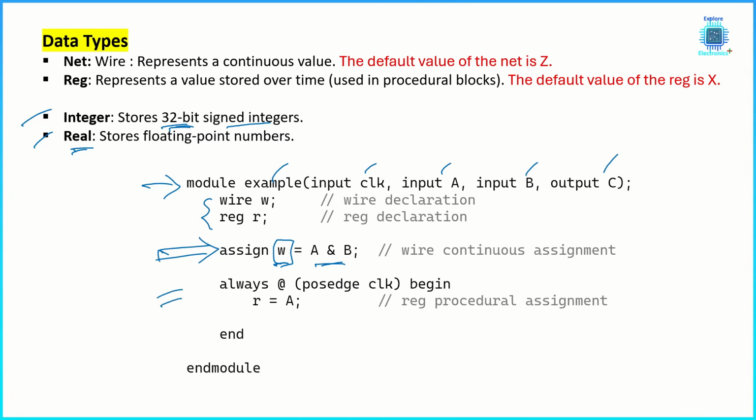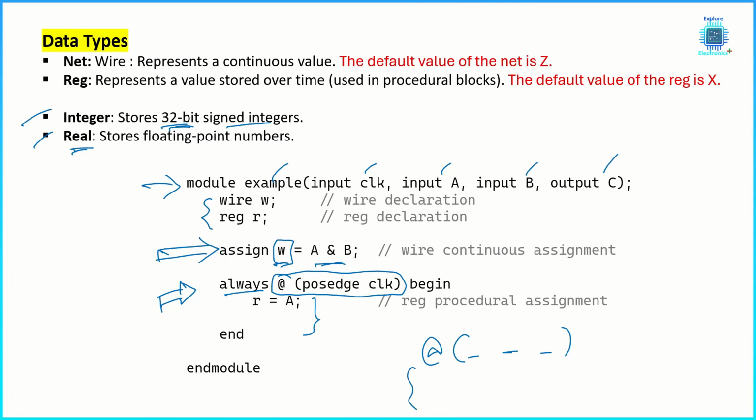Then comes the other method of assignment, that is using always. That is called procedural assignment. In the procedural assignment, we use a keyword called always, and we have a block of code that will be executed when this set of variables changes. We say always at the rate, and we write a list of input variables here. This is called the sensitivity list.